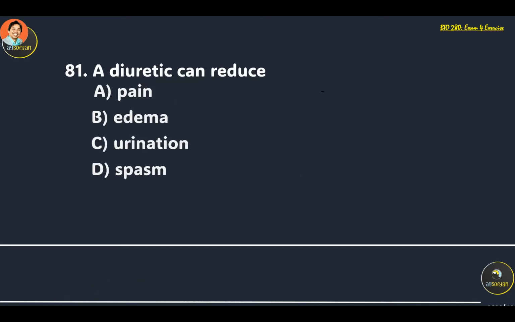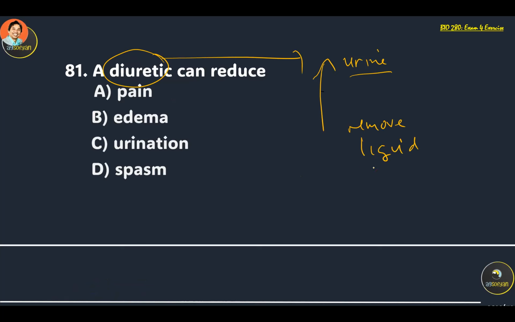A diuretic can reduce A, B, C, or D. What is a diuretic? It increases urine. When you increase urination, it means that it will remove liquid, or water, from parts of your body. So this will reduce the edema.